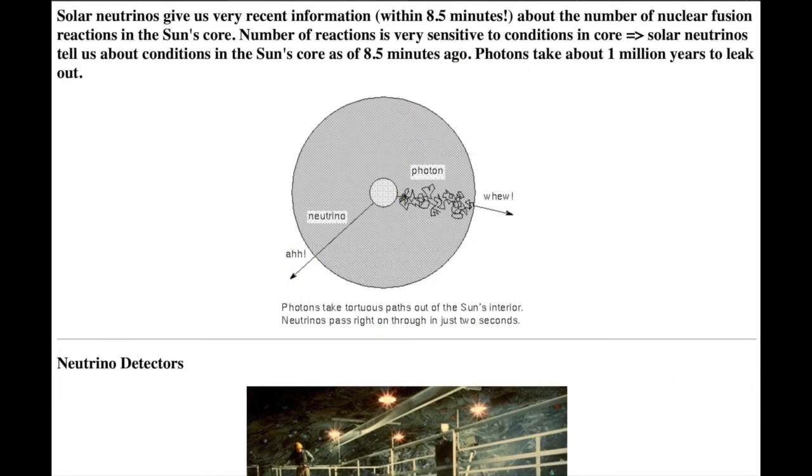If we had a way of detecting these ghost particles, they would give us very recent information, just 8.5 minutes old, about the number of nuclear fusion reactions in the Sun's core. Because the number of reactions is very sensitive to conditions in the core, solar neutrinos would tell us about conditions in the Sun's core as of 8.5 minutes ago. Photons take up to about 1 million years to leak out. The light we see now from the Sun was produced a long time ago.